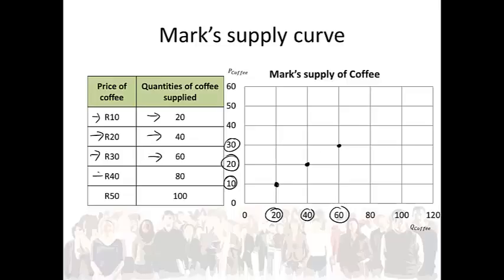At a market price of 40 Rand, Mark will supply 80 units of coffee. And lastly, at a market price of 50 Rand, Mark is willing to produce 100 units of coffee. Now let's just connect these lines to get Mark's supply curve of coffee. Mark's supply curve is upward sloping, depicting the positive relationship between the price of coffee and the quantity supplied.